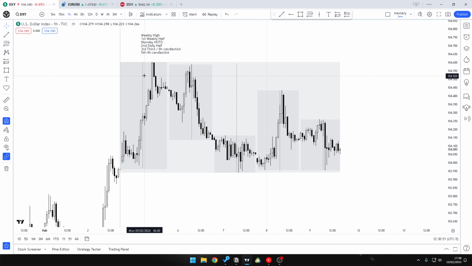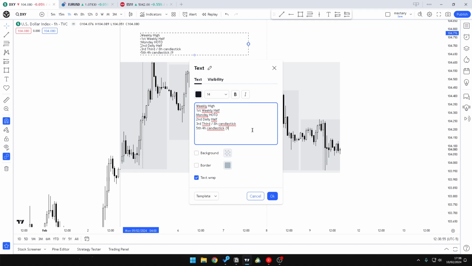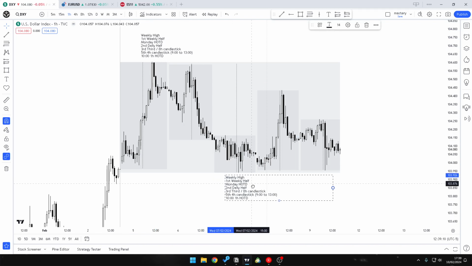which is between 9 to 13. And inside of it, the high is 10-hour, 1 hour after the open. Same thing on the low of the week.